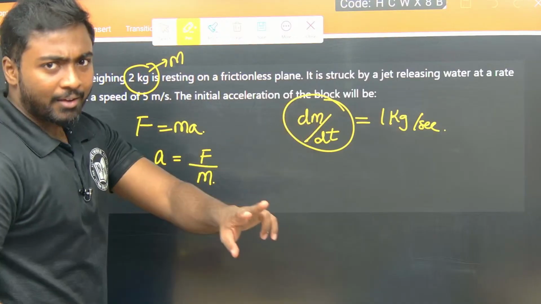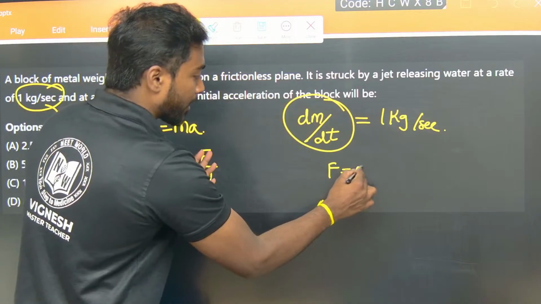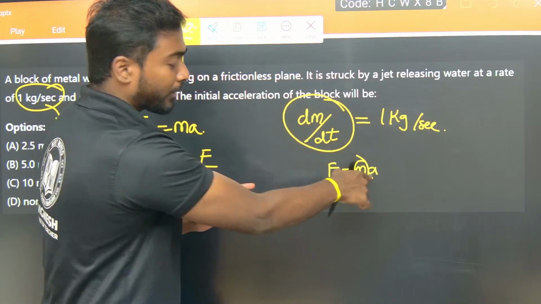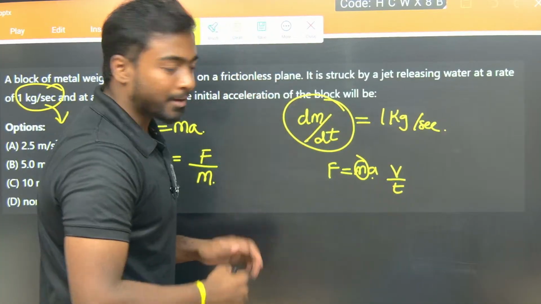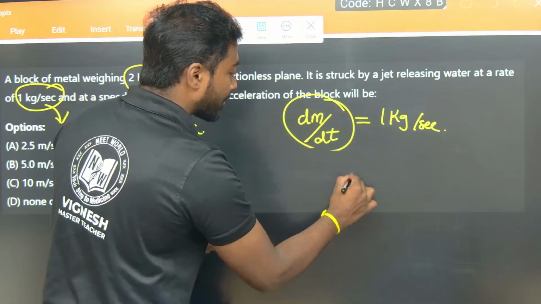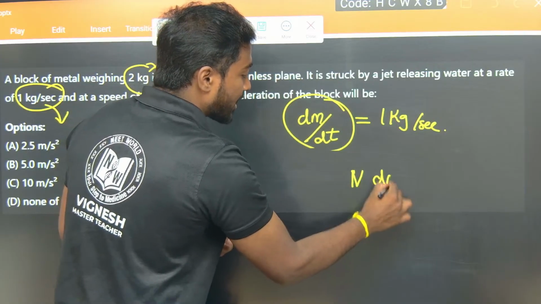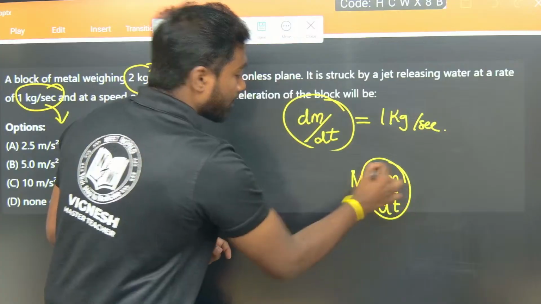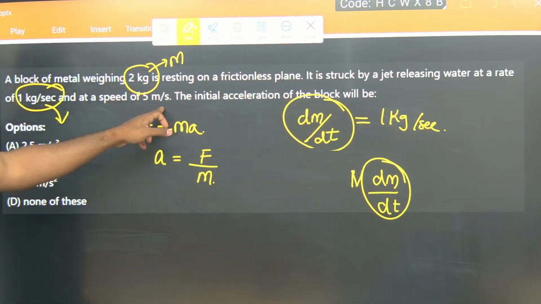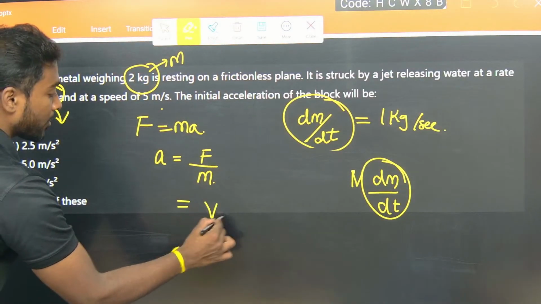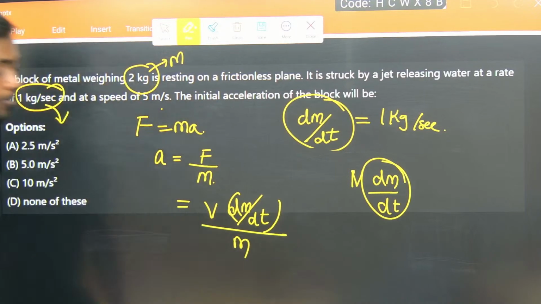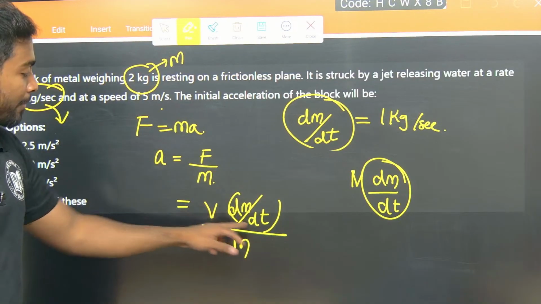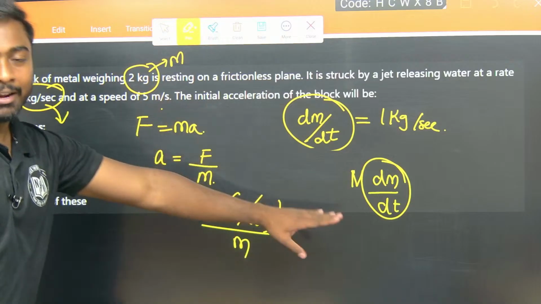Now, from F equals ma, I have taken the mass. What about the acceleration? Can I write it as v by t? So can I write this as v into dm by dt? V is the speed they have given. So v into dm by dt, divided by m. If I take m and m, they will get cancelled, so v by dt will be equal to acceleration. So left hand side and right hand side are equal.